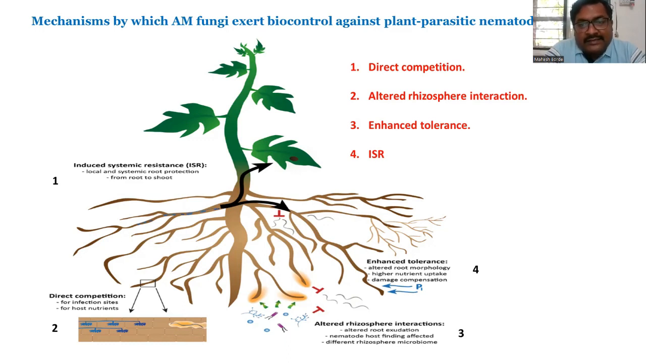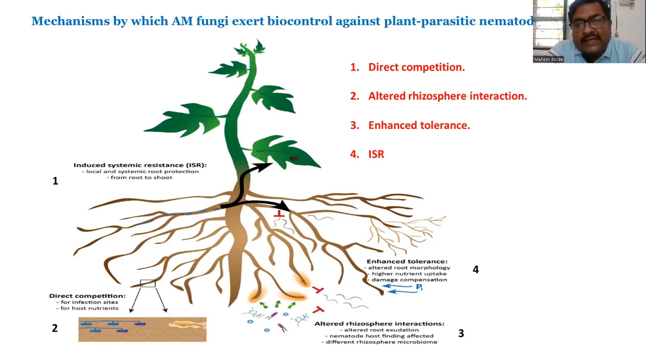And third thing is that as the mycorrhizal fungi is associated with the plant root, they take up major nutrients like phosphate, nitrogen, zinc, potassium. So it enhances the nutrition capability of the plant, which leads to enhanced vigor of the plant and enhanced tolerance. And last will be the induced systemic resistance.